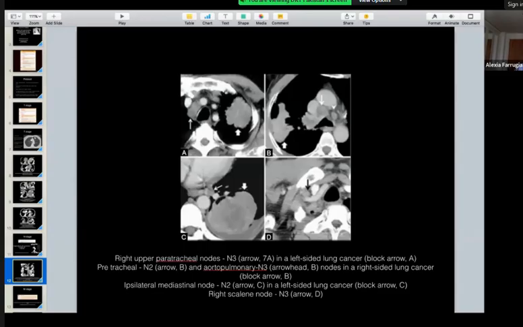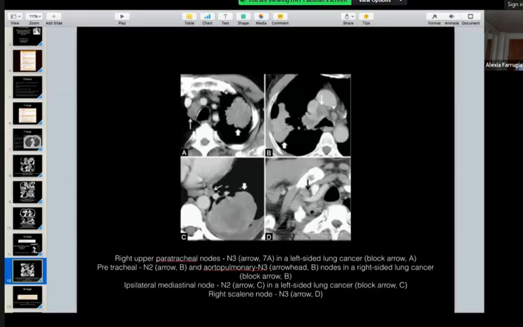So some examples here. There are right upper paratracheal nodes in this patient with a left upper lobe tumor. So these are N3 nodes because they are contralateral to the side of the tumor. If we draw a line across the lateral left border of the trachea, these nodes are clearly contralateral to the side of the tumor.